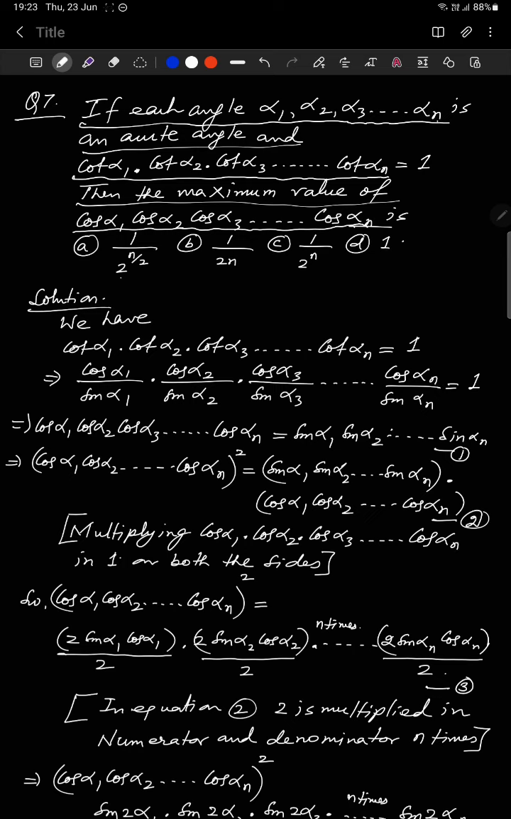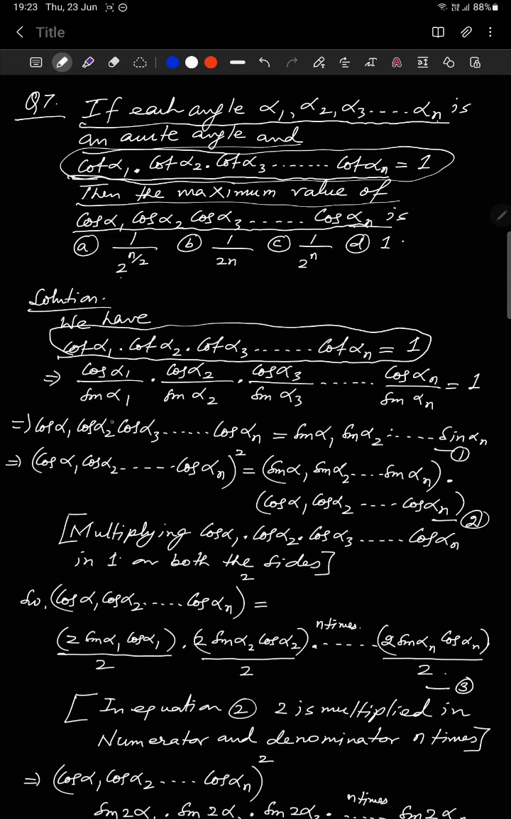So let us see the solution of this particular problem. First of all, what is given over here, let us start from that only. So cot alpha 1, cot alpha 2, cot alpha 3, ... cot alpha n is equal to 1 is written over here, and each cot alpha is broken as cos alpha 1 by sin alpha 1, cos alpha 2 by sin alpha 2, cos alpha 3 by sin alpha 3, and up to cos alpha n divided by sin alpha n is equal to 1.